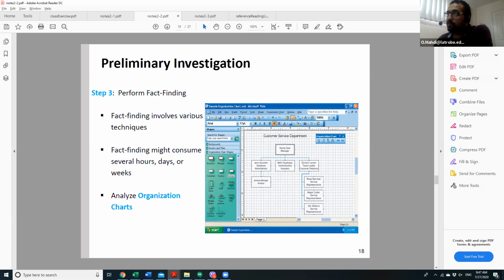Fact finding involves various techniques. It may consume several hours a day or work to analyze an organization chart. It's more about the interface. This is actually how we will do it during the lab. Starting this week, in the lab you will study how to create a database using Microsoft Access, in terms of the tables, the data types that you are using, then filling the tables with data, and finally you're going to work on the interface. That will be part of your lab.